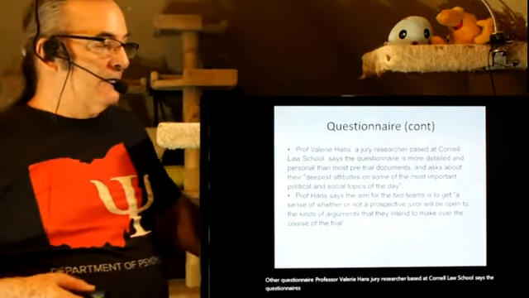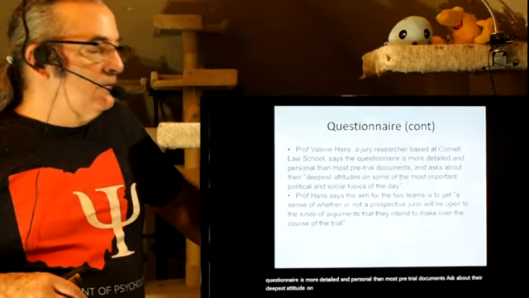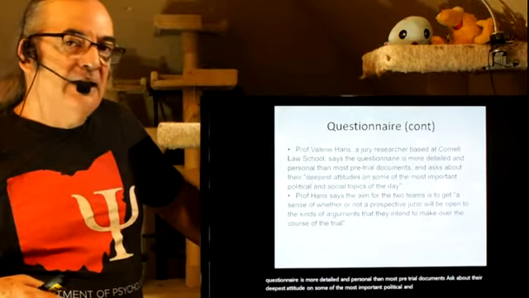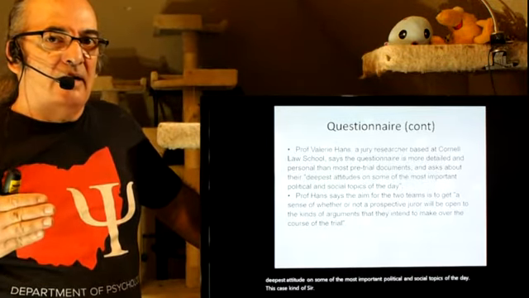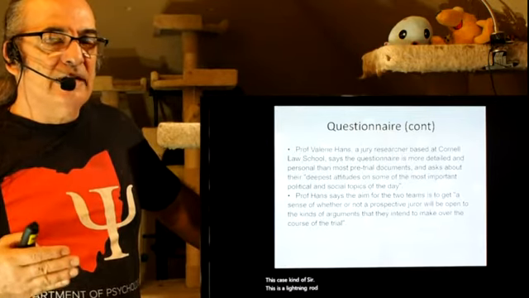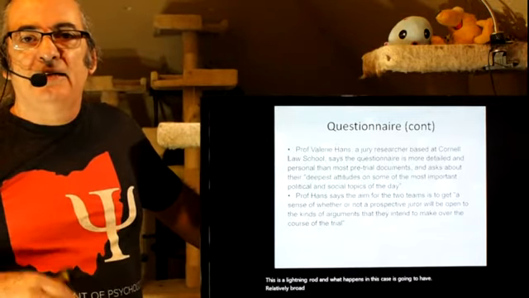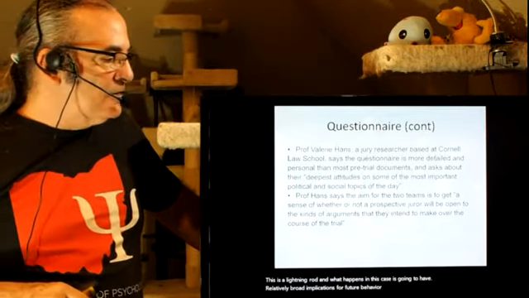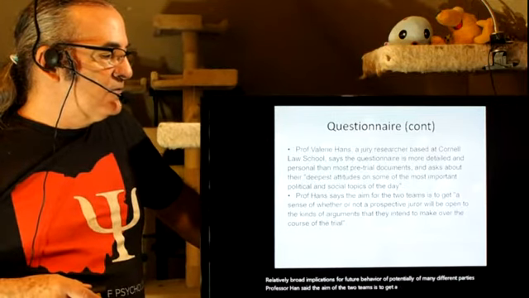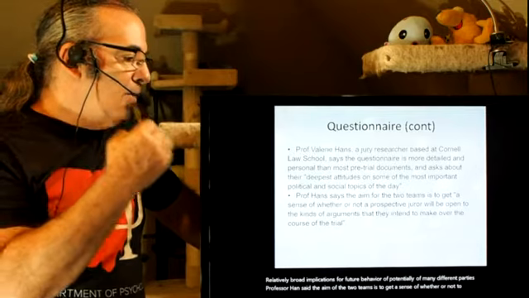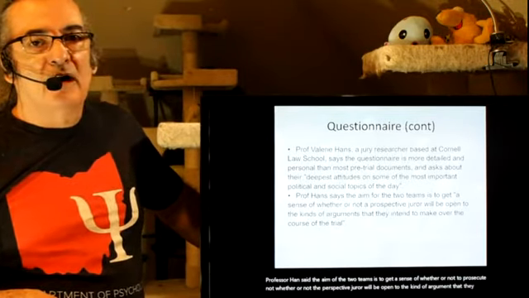Professor Valerie Hans, a jury researcher based at Cornell Law School, says the questionnaire is more detailed and personal than most pretrial documents. It asks about their deepest attitudes on some of the most important political and social topics of the day. You know, this case kind of serves as a lightning rod, and what happens in this case is going to have relatively broad implications for future behavior, potentially of many different parties. Professor Hans said the aim of the two teams is to get a sense of whether or not a prospective juror will be open to the kind of argument that they intend to make over the course of the trial.